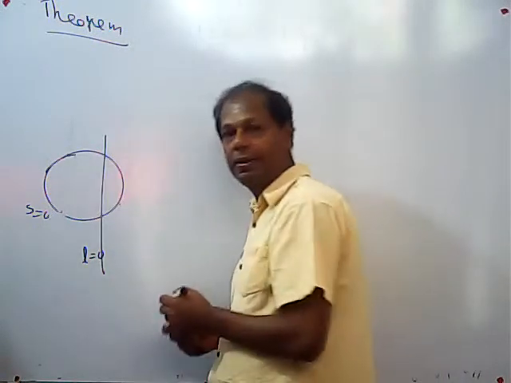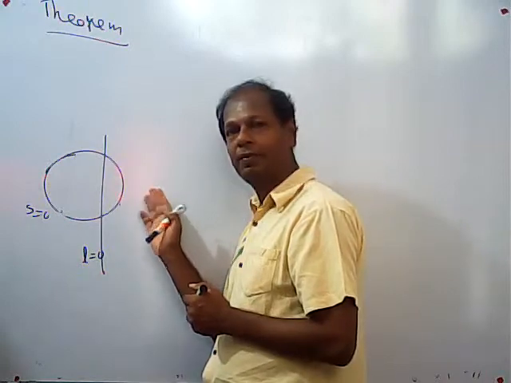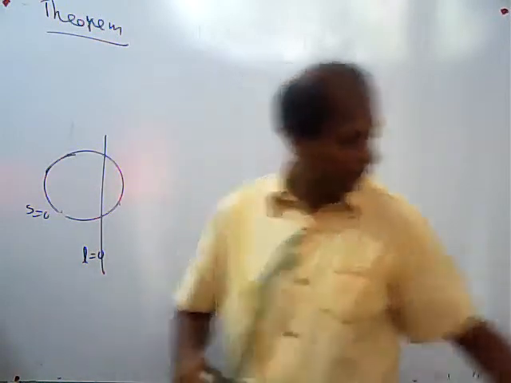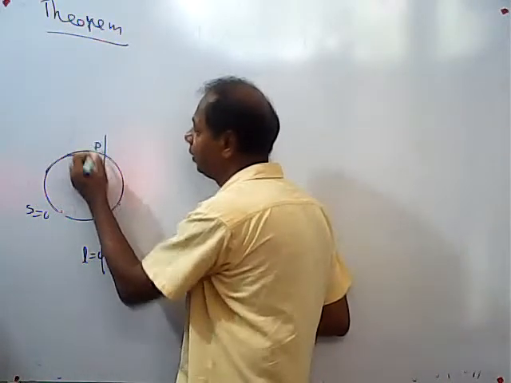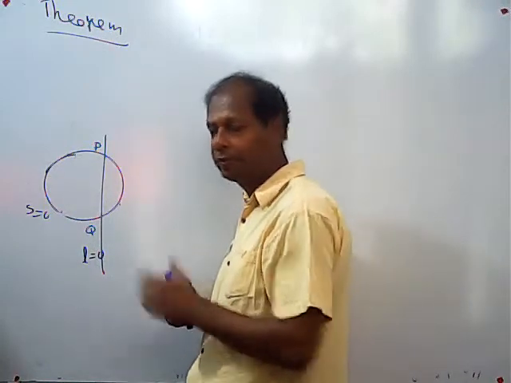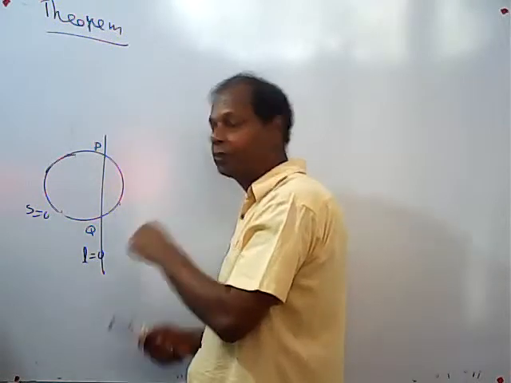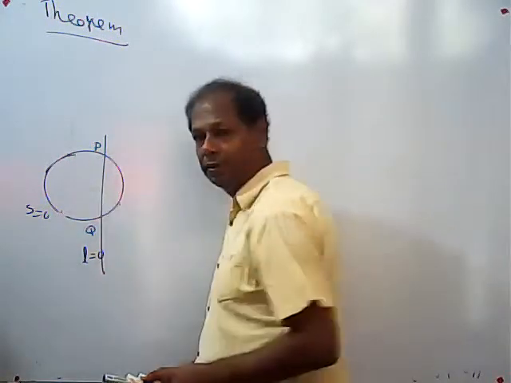The straight line intersects the circle. You are given a straight line and a circle which intersect, right? Say P and Q are the points of intersection. You are asked to find the equation of any circle.